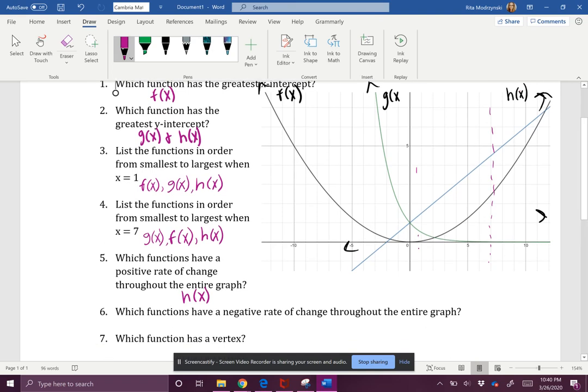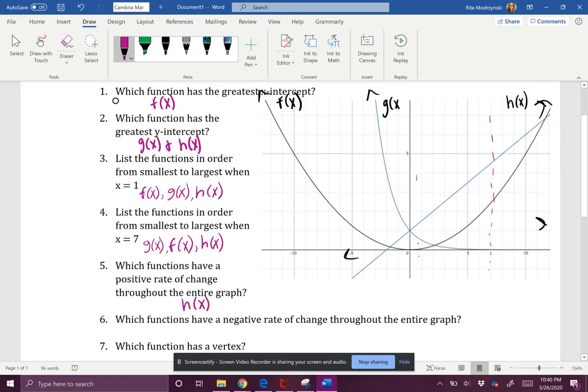Which functions have a negative rate of change throughout the entire graph? So this means throughout the whole domain, negative infinity to positive infinity, which function decreases the entire time? If we look here, it's between f of x and g of x. F of x does decrease, but at the vertex, our turning point, it starts to increase again. G of x does decrease the entire time, has a negative rate of change.